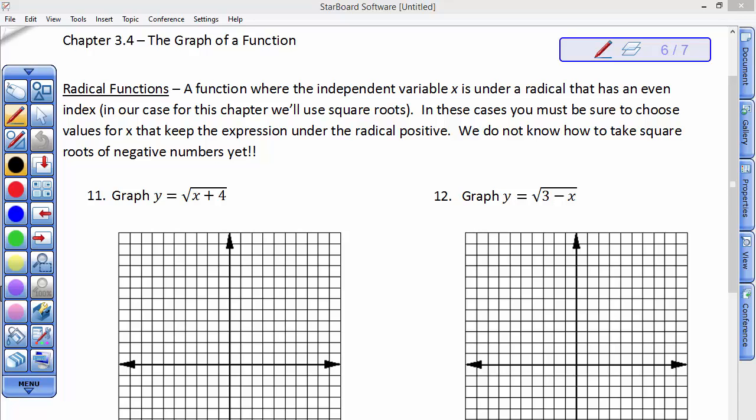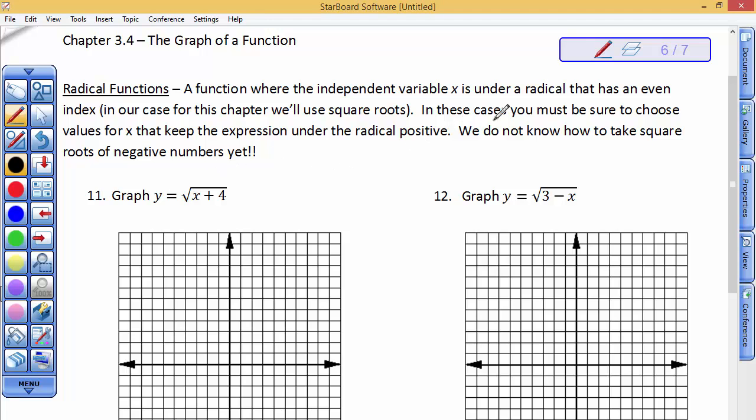Okay, last but not least, the graph of a radical function, and we will have studied 4 different types at this point. So a radical function is a function where the independent variable x is under a radical that has an even index. So we're just going to look at square roots, to be honest. So this is the index right here, so square root.